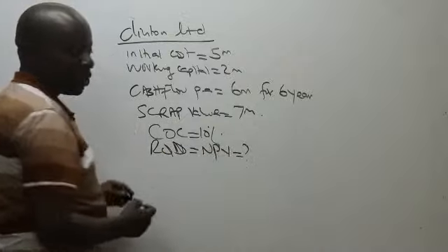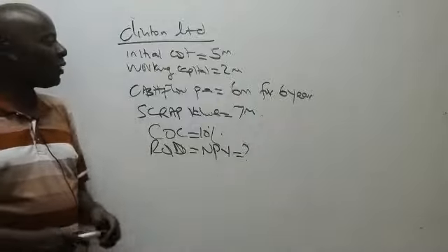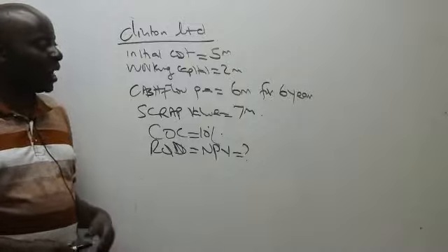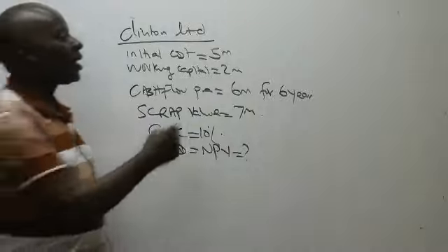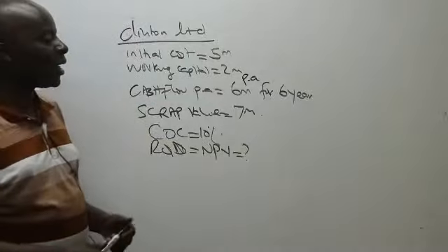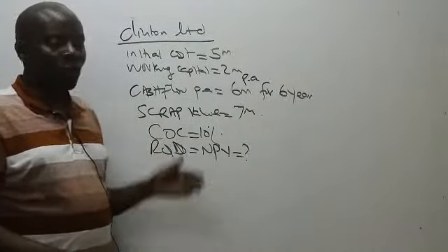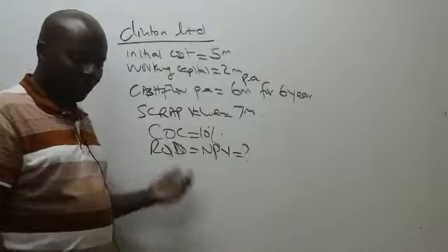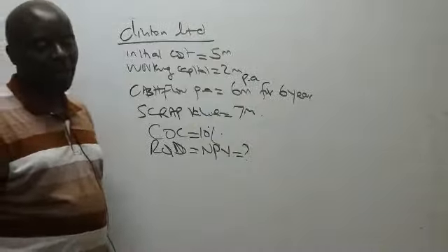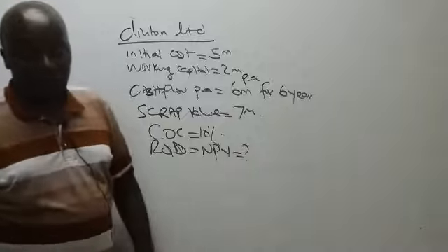I would want to give you 2 minutes to try this out. Initial cost is 5 million. Working capital is 2 million. Cash flow per annum is 6 million every year for 6 years. So at least here we have N. And then the gentleman is so lucky because we have a scrap value of 7 million, and the famous cost of capital of 10%. So we are required to get net present value. Is there anybody who will be able to get this net present value very fast? I'm giving you exactly 5 minutes.